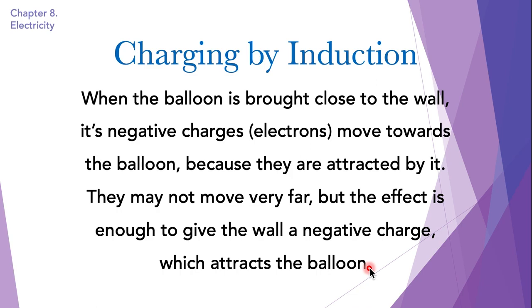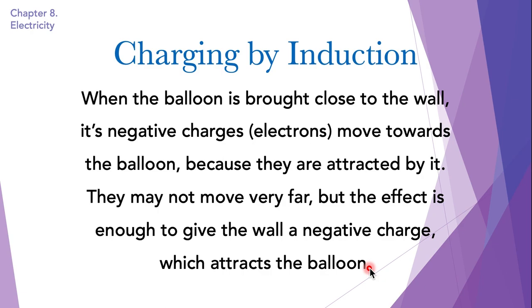So when the charged balloon is brought close to the wall, its negative charges, which are the electrons, move towards the balloon because they are attracted by it. They may not move very far, but the effect is enough to give the wall a negative charge, which attracts the balloon. So the wall itself is neutral, but when the balloon is brought close, the positive charges move away from the balloon, whereas the negative charges move towards the balloon. And so the wall gets a negative charge.